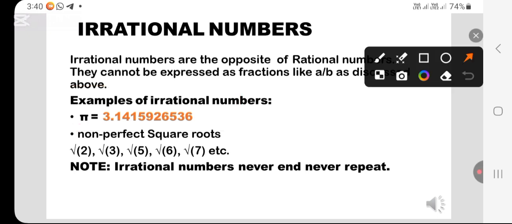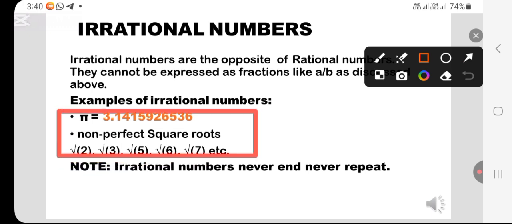These are the non-perfect square roots. We have square root of 2, square root of 3, square root of 5, square root of 6, square root of 7, and so on. They are all non-perfect square roots. You can never express them as fractions.